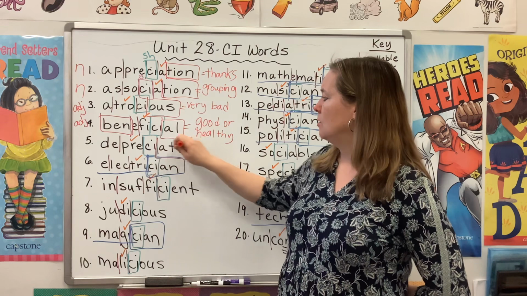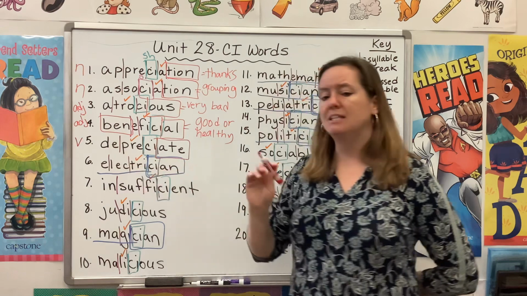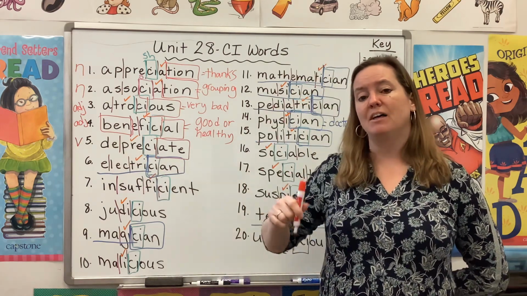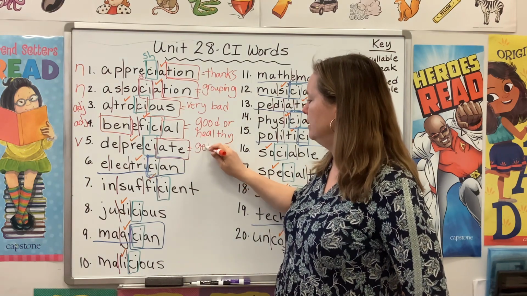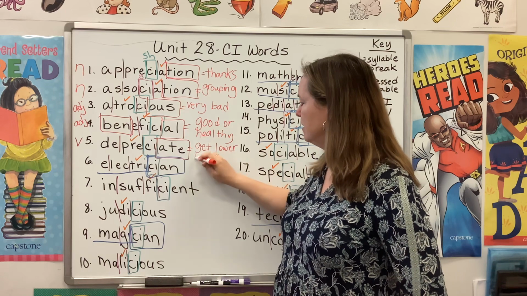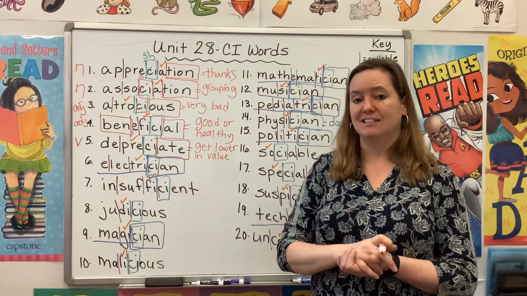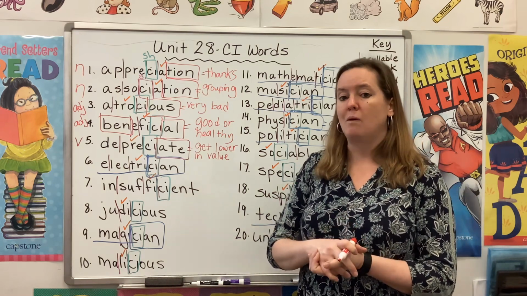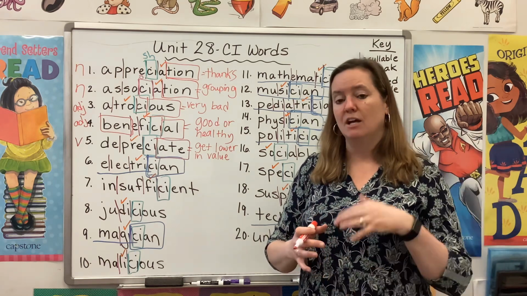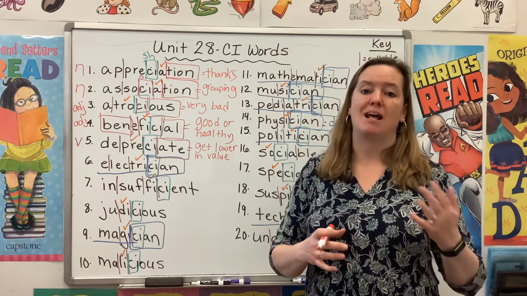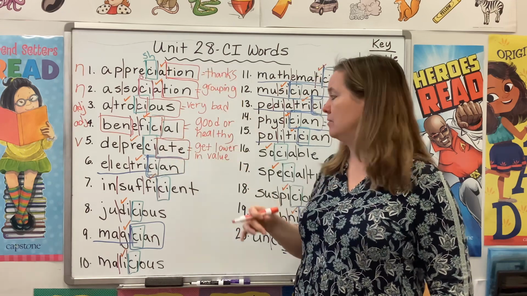Depreciate. Well, words that end with ATE are often verbs. If something depreciates, the value gets less or lower. So to depreciate means to get lower or go lower in value. So maybe you own some stocks in the stock market and they're doing really well, but then the market changes and now your stocks are depreciating. So instead of being worth $100, maybe now they're only worth $80. Okay, so to depreciate is to go down in value.